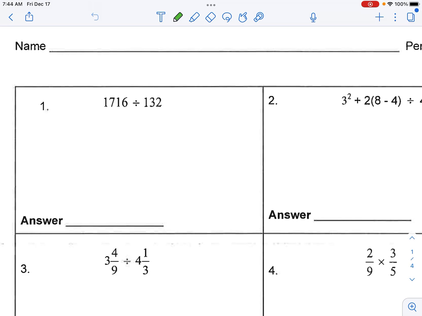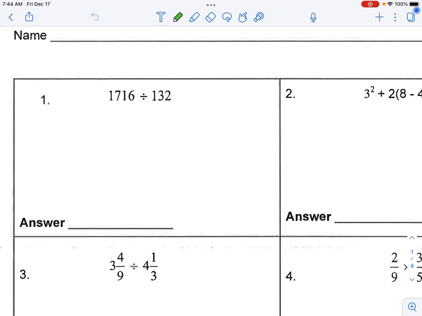Good morning, everyone. We're going to go through our study guide and be sure that you understand and feel prepared for Monday. All right, so here we go with number 1.